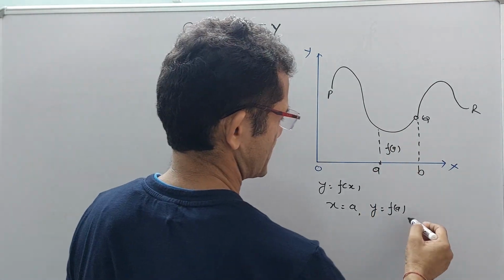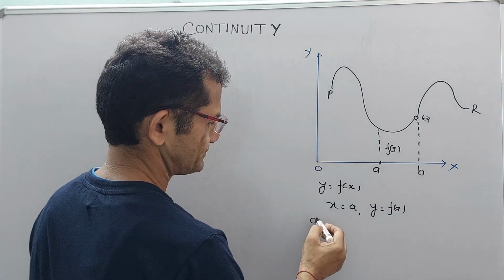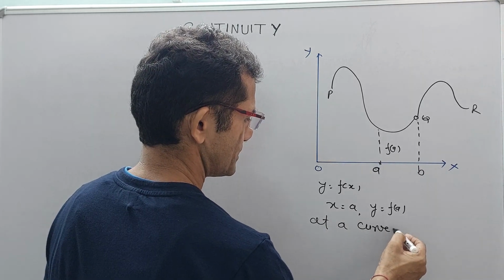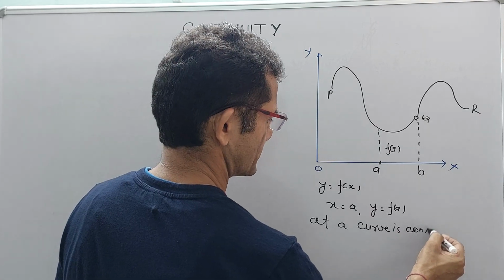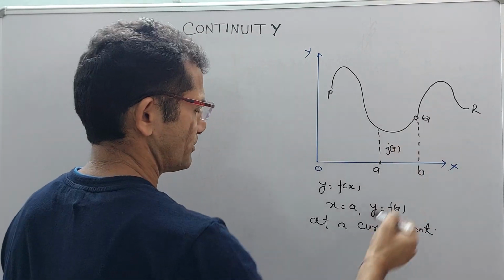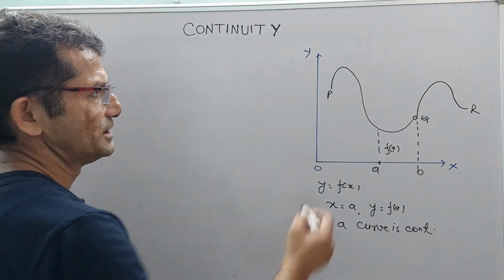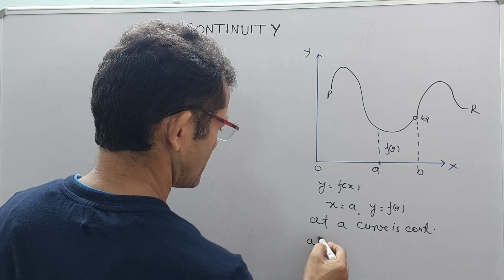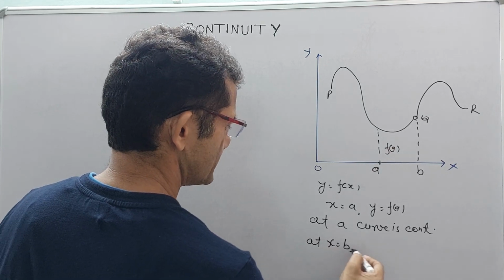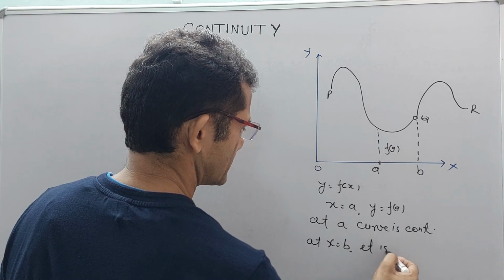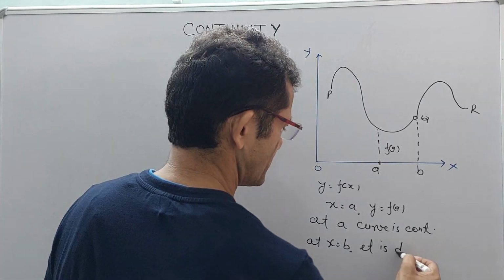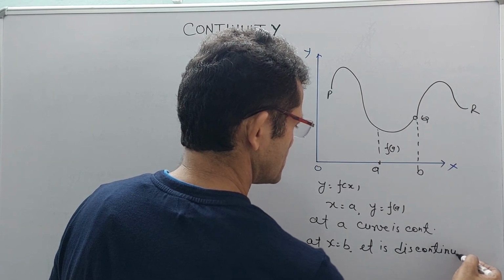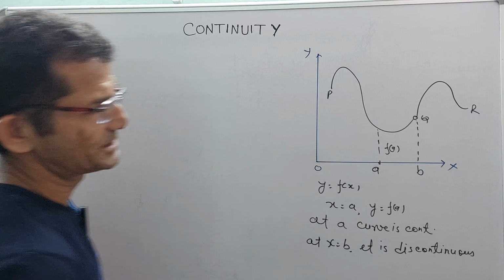At the point a, what we had was continuous. So at a the curve is continuous. But at the point b there is some gap in the curve. We say that at the point b it is not continuous. At x is equal to b it is discontinuous. Not continuous means discontinuous. This is one simple example.